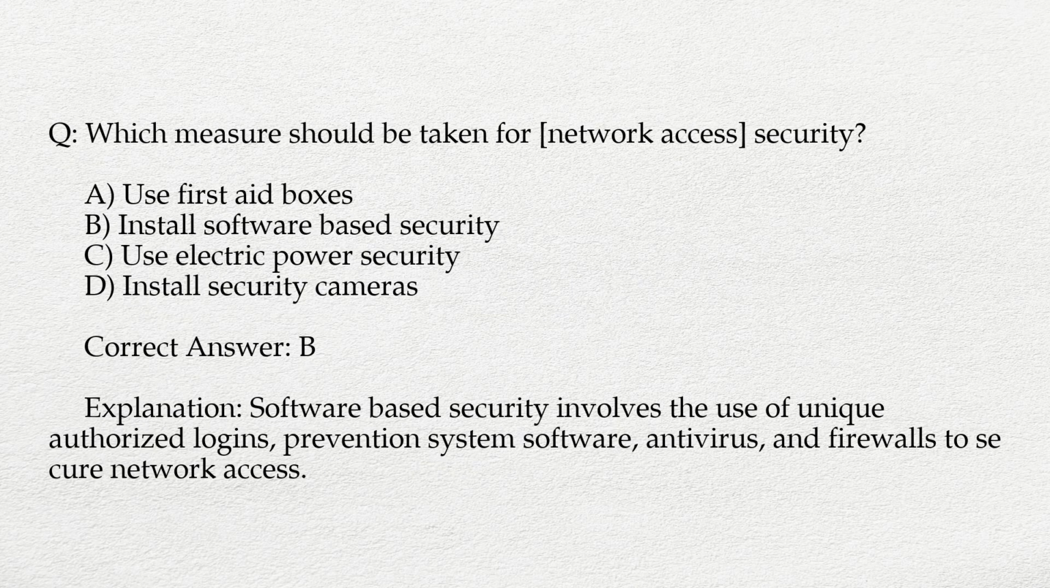Q. Which measures should be taken for network access security? A. Use first aid boxes. B. Install software-based security. C. Use electric power security. D. Install security cameras. Correct answer, B. Explanation. Software-based security involves the use of unique authorized logins, prevention system software, antivirus, and firewalls to secure network access.